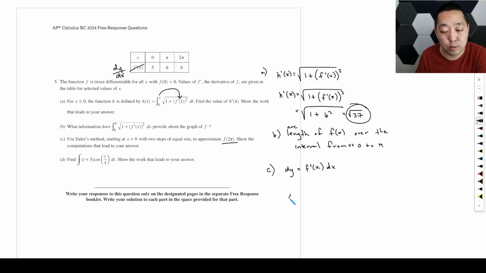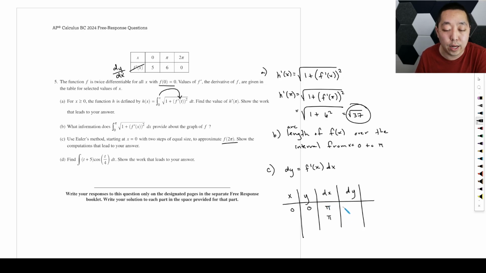And so we're going to make a table: x, y, dx, and dy. This is kind of how I like to organize it. There are a lot of different ways to do this. You could write it out as a formula, but I like to just use a table here. So we're going to start at x equals 0, and at x equals 0, the y value is 0. Now, we want to estimate 2 pi. That means our step sizes have to be pi.